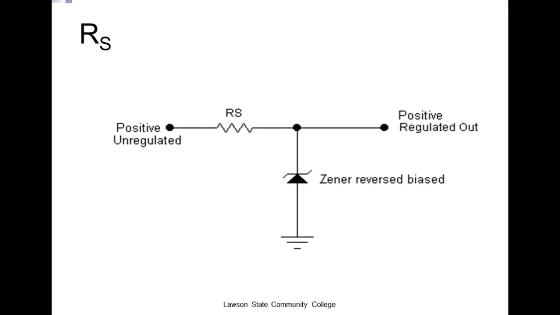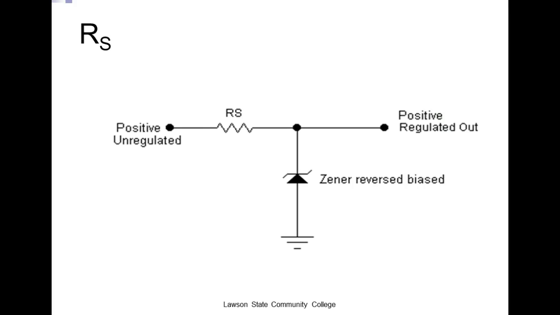So here's our Zener circuit. Positive unregulated, so this would come from what we used before, right? We would have a transformer, and then a rectifier, then a filter, and then we'd have our resistor, and then we'd have our Zener. And we're going to hook our load in parallel with the Zener. Not with the resistor, with the Zener.